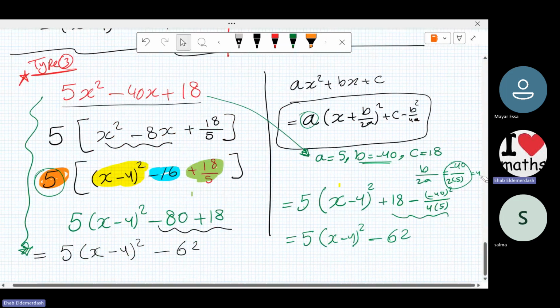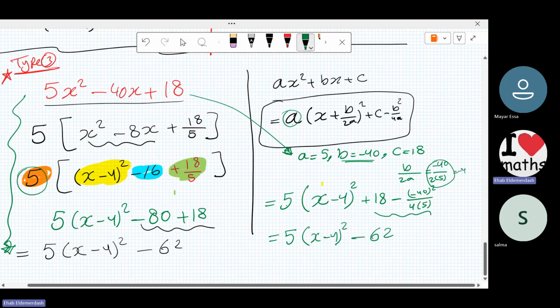Negative 4. On the other hand, here the 18, which is c minus b squared, I just put inside the formula. We just apply the formula. Okay, we are just making a replacement. Agreed? Because this type is a bit difficult, I can tell you that you can apply the formula.